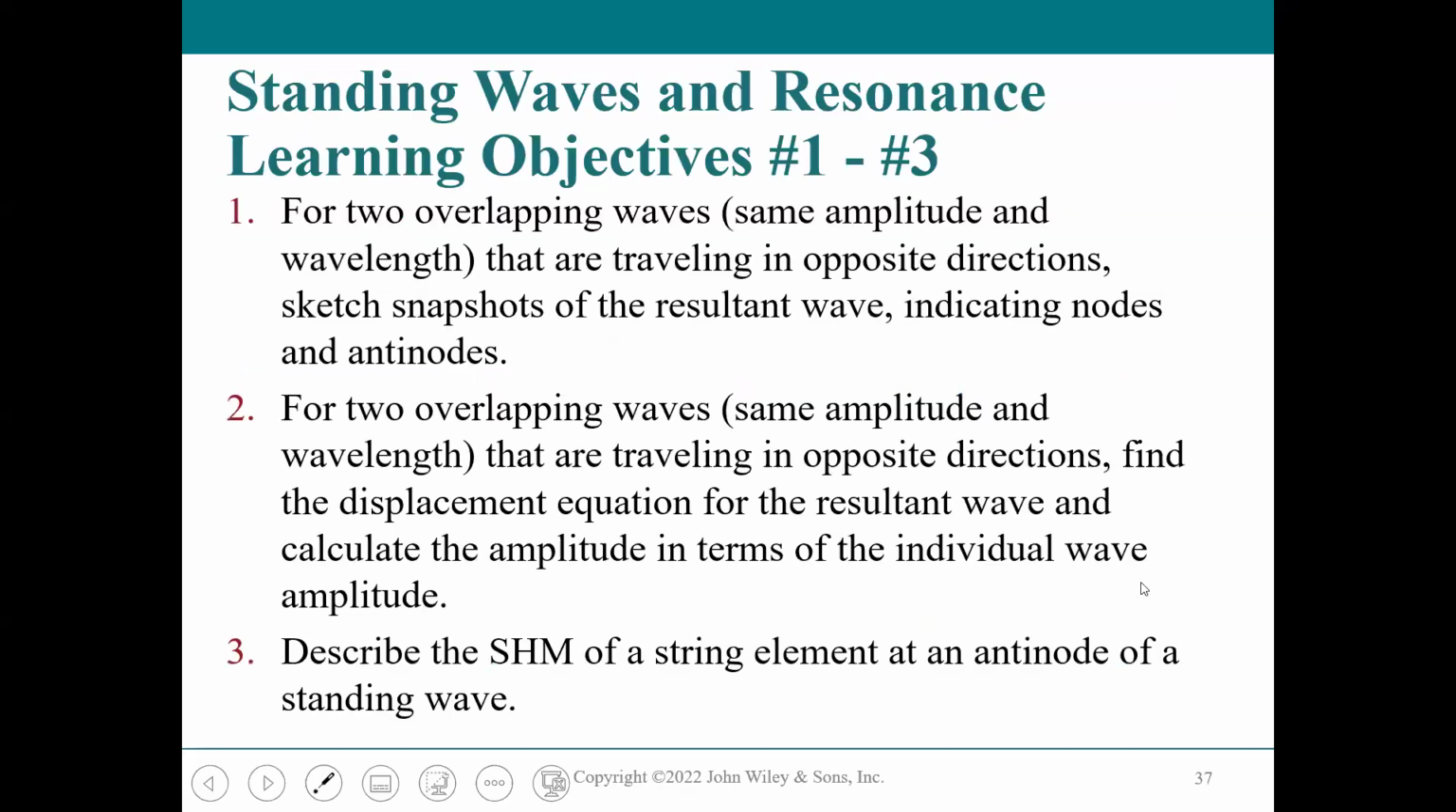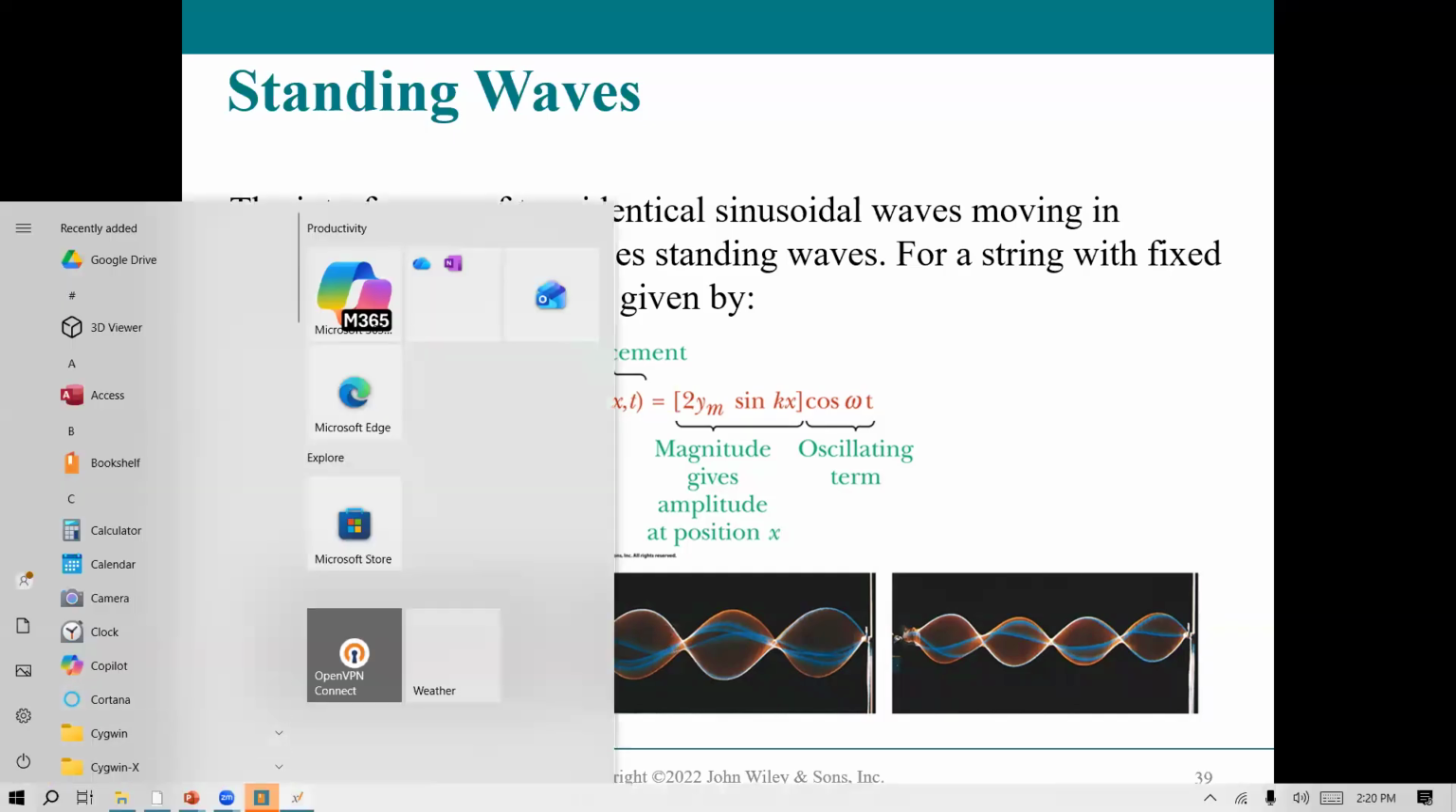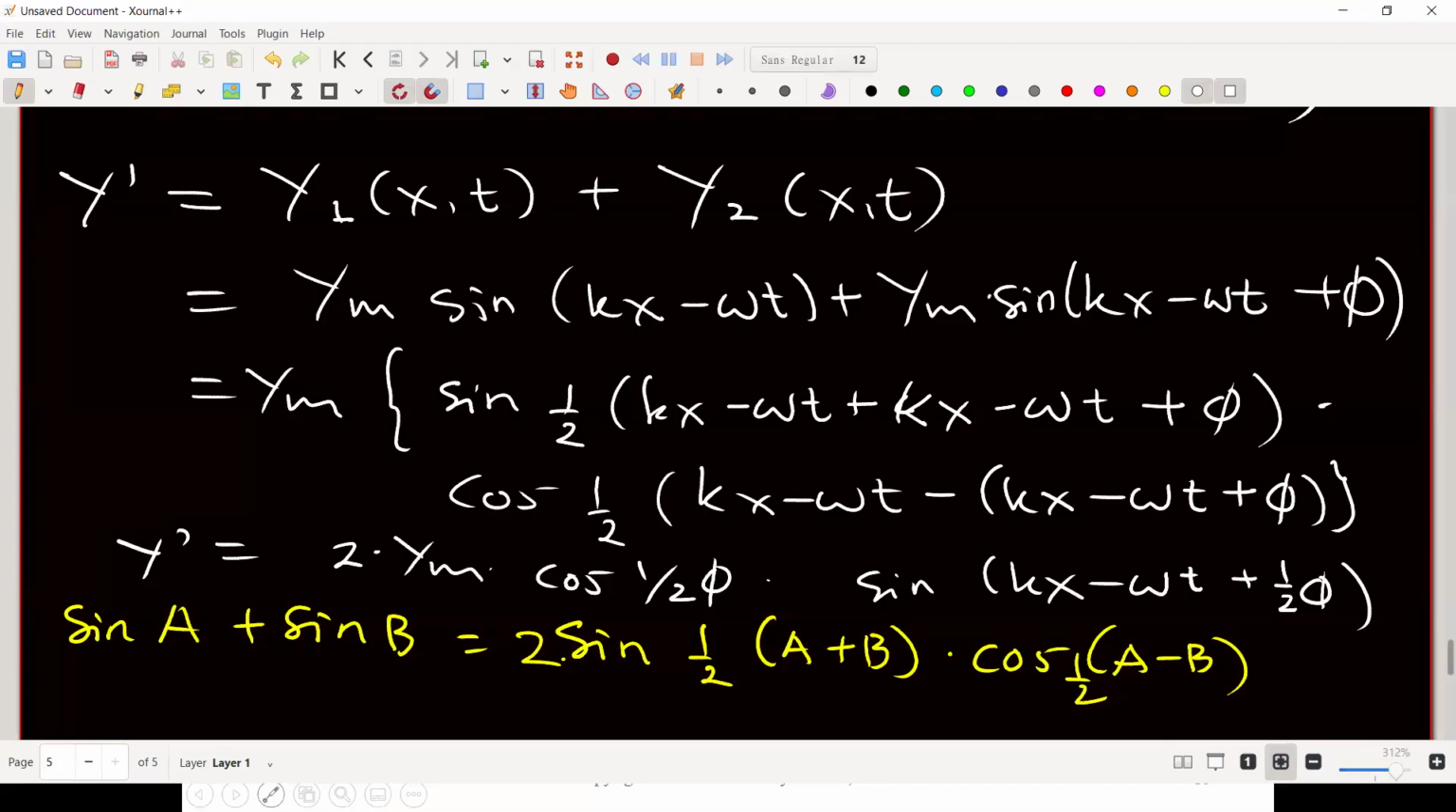Then for the standing waves, you can derive 2ym sin kx cos omega t. One is the oscillating term, and the 2ym sin kx is the magnitude, which gives the amplitude at position x. So this one depends on 2ym sin kx, but this one is the oscillating term. Okay, we can derive the standing waves here.